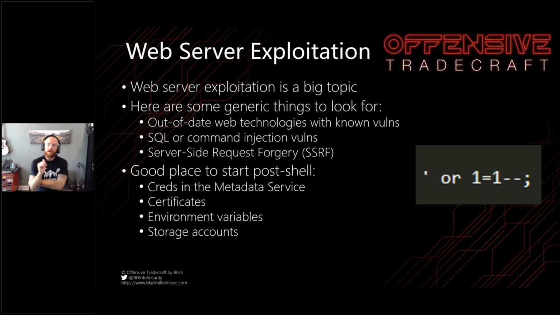So web server exploitation is a big topic. Go to BB's training to learn more about web app hacking. But just some generic things to look for: out-of-date web technologies, obviously, with some known vulns. That's one of the key go-tos for finding ways to get access to something. SQL or command injection vulnerabilities. These are probably more important for the cloud context, because the second we can run commands on a cloud-based asset, it gives us a lot more opportunity.